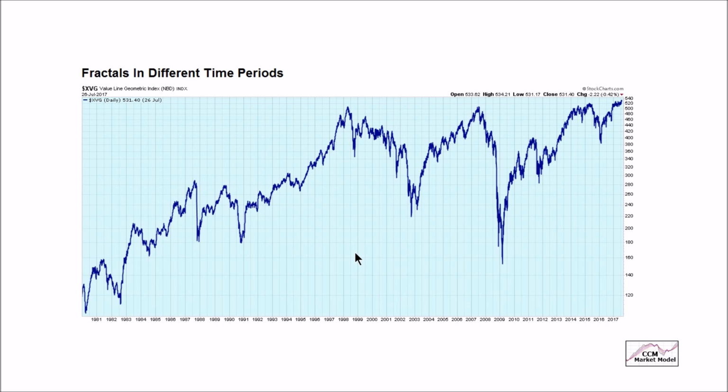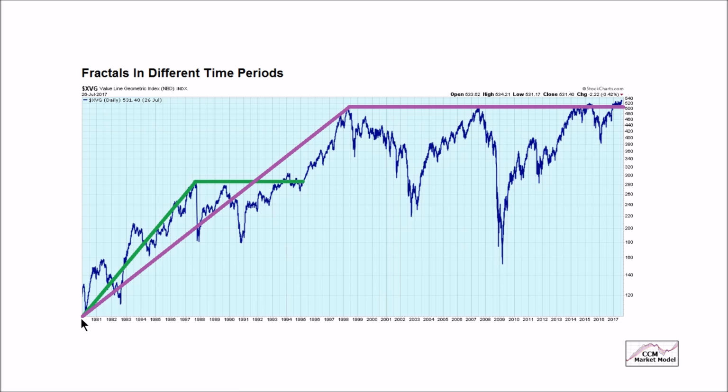Now we're looking at a large version of the same chart, the Value Line Geometric Index. This is calendar year 1980 on the left, and this is the present day as of July 26, 2017 on the upper right. To simplify things, our fractals are basically: the market rallies and then the market needs to consolidate its gains. The longer fractal, the market rallies, the market needs to consolidate its gains. It's as simple as that.